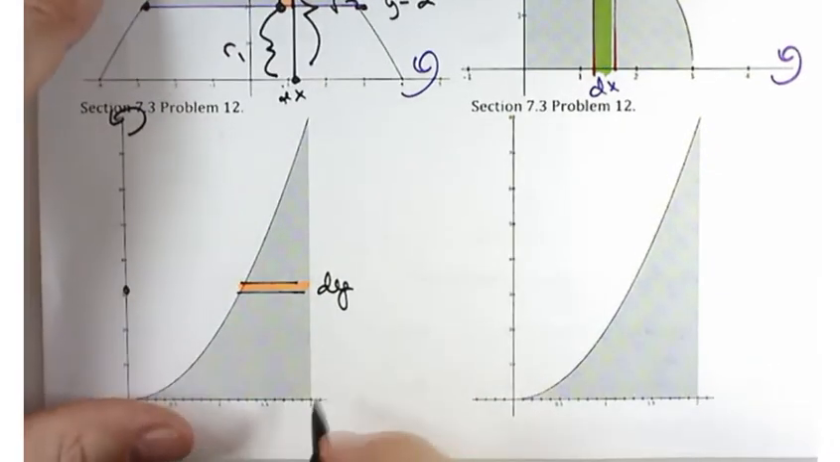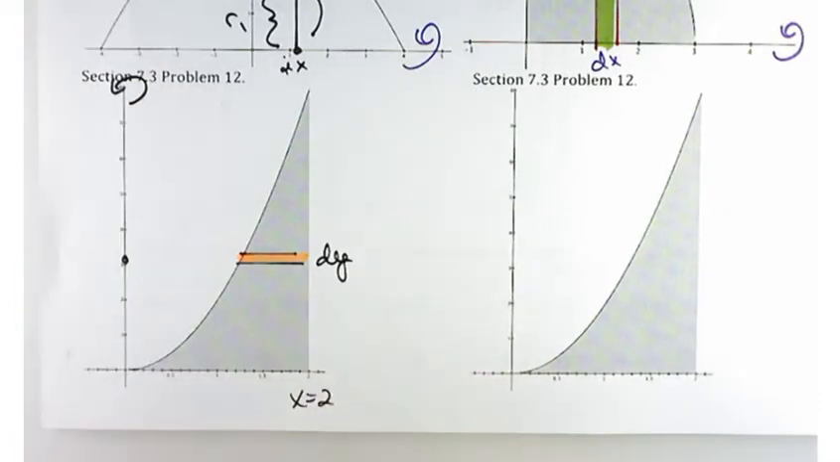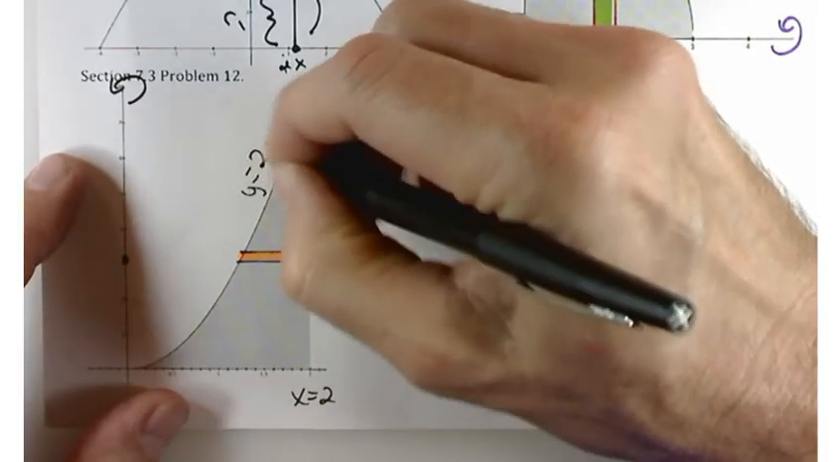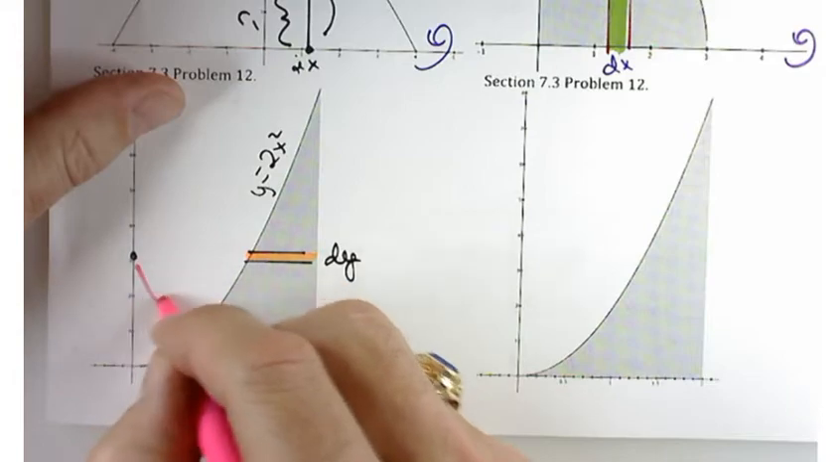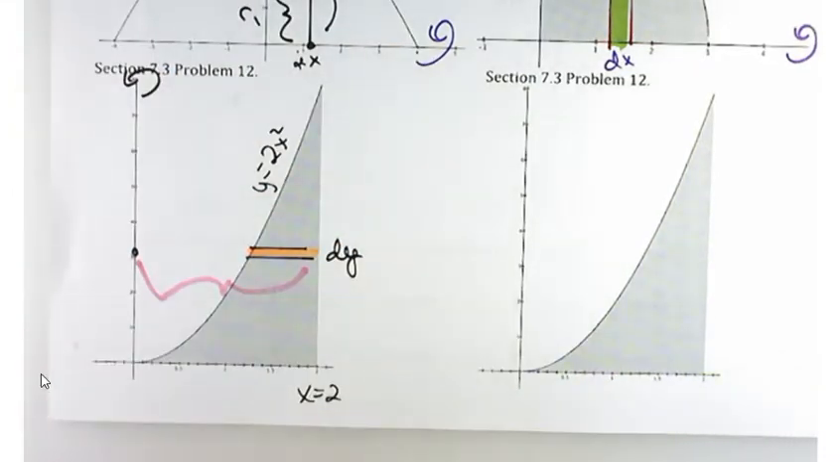Our functions here, this is just the graph of x equals 2. I think that's y equals 2x squared if I'm not mistaken. Yeah, y equals 2x squared. So that's this curve right here. y equals 2x squared. I'm going to have two different radii. This one, and this one.